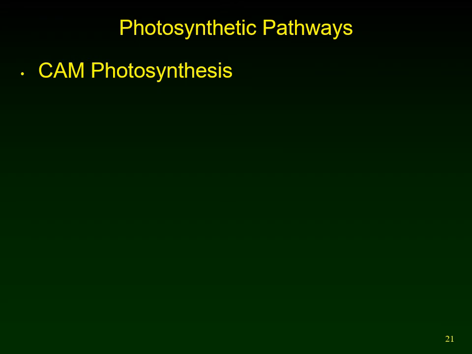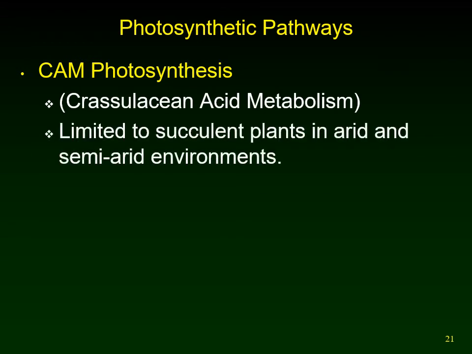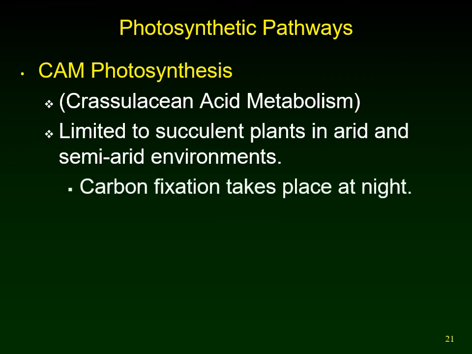The third type of photosynthesis is crassulacean acid metabolism, which is much easier to just say, CAM photosynthesis. It is very limited in what kind of plants can do this. This is succulent plants that live in arid and semi-arid environments. Arid meaning dry, so they're going to be like deserts and semi-desert environments. You're going to find these plants. And the clever thing that they do is they only open their stomata at night.